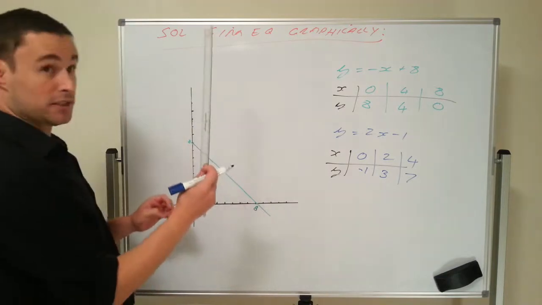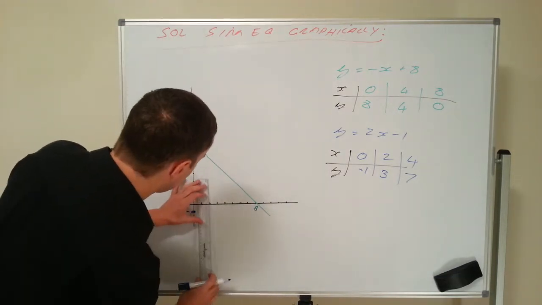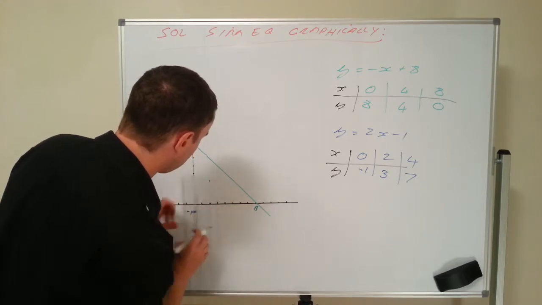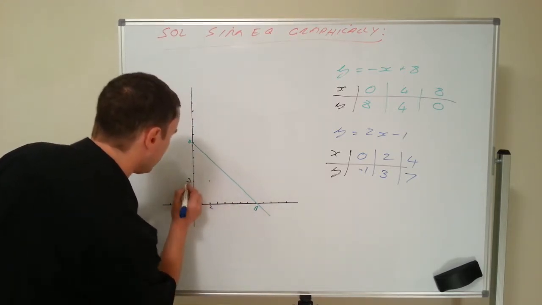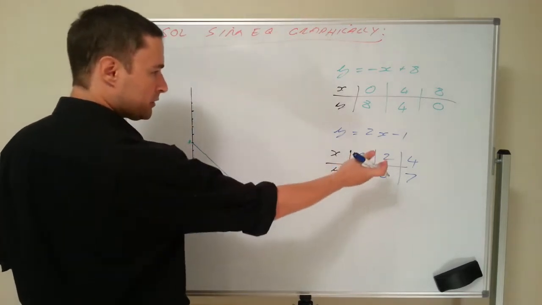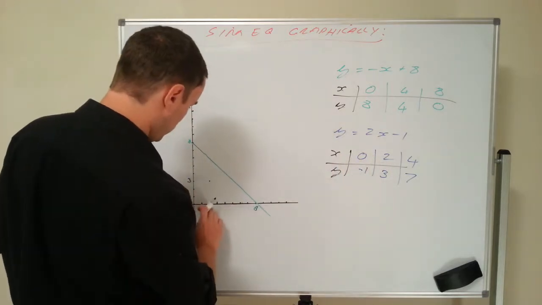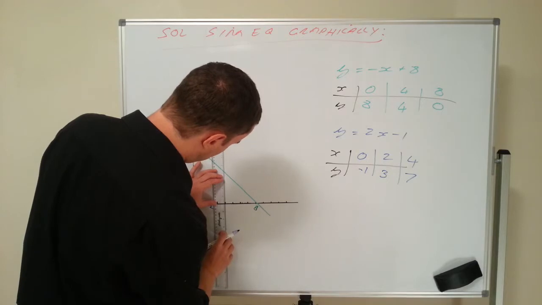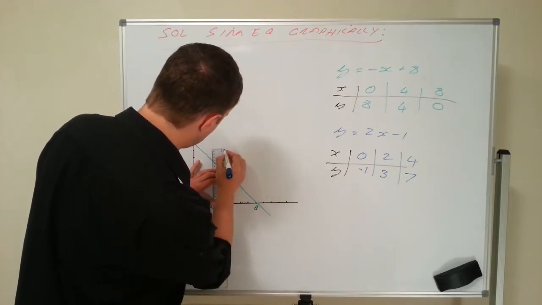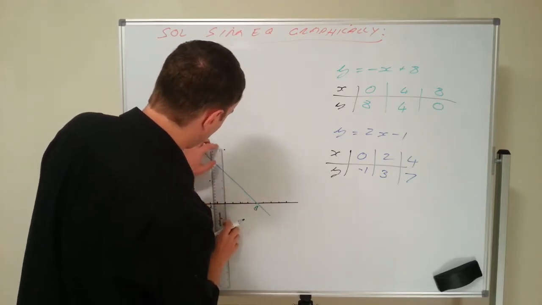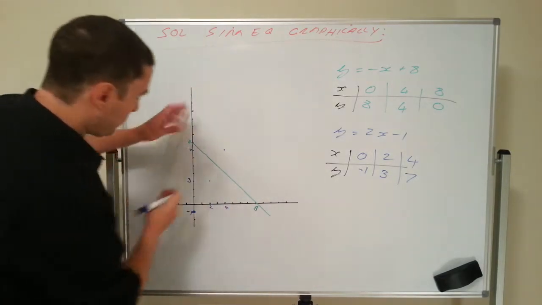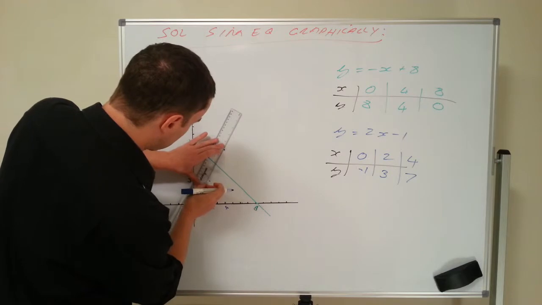So I'm going to use this again. When x is 2, y is 3. So I go 3 up from there. There it is. 2, 3. And when x is 4, y is 7. So 2, 3, 4. Y is 7. So I'm going to go 7 up from there. There it is. 4, 7. And I put my ruler down and I join these 3 points.